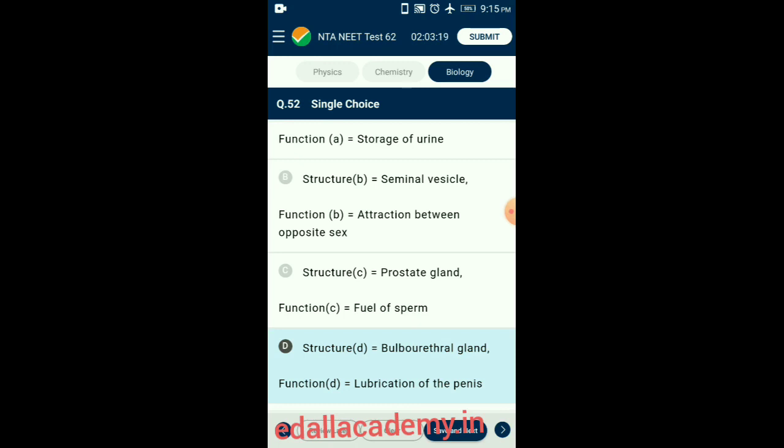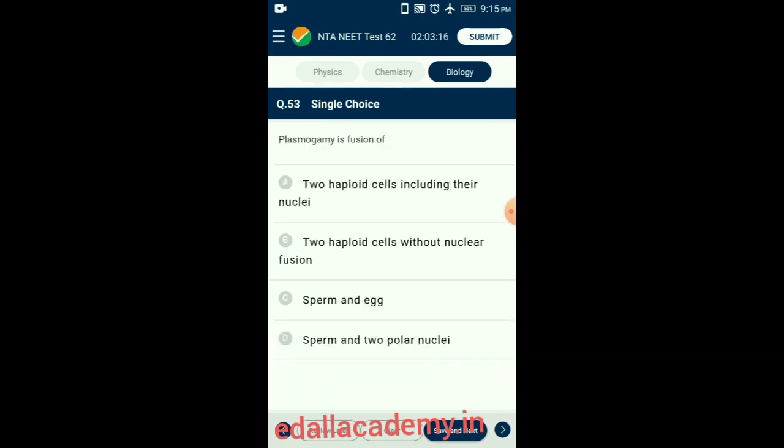Question number 53. Plasmogamy is fusion of. It is the first stage of sexual reproduction in which the cytoplasm of two sex cells fuse with each other. The nuclei of sex cells come close to each other but do not fuse. Thus, the resulting cell becomes binucleate or dikaryon. So the answer for this question is option B, two haploid cells without nuclear fusion.